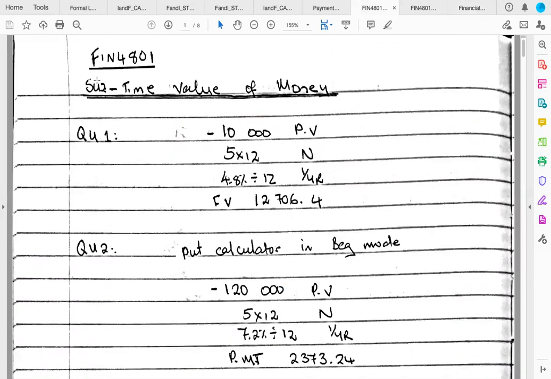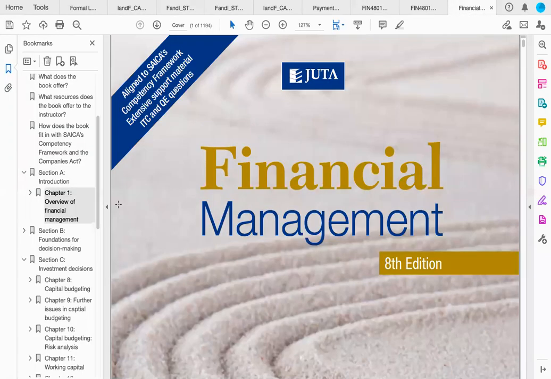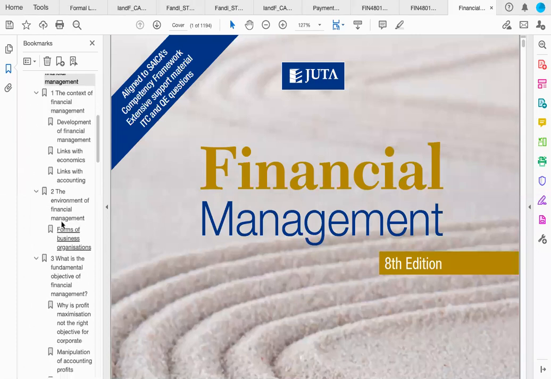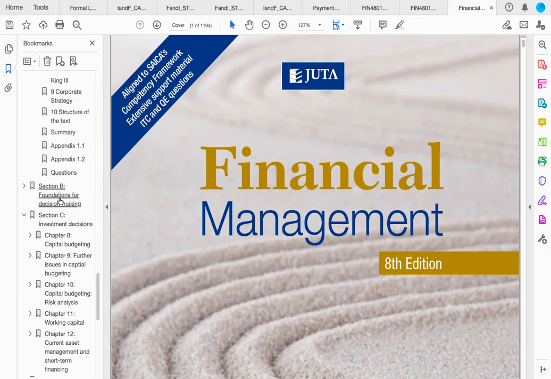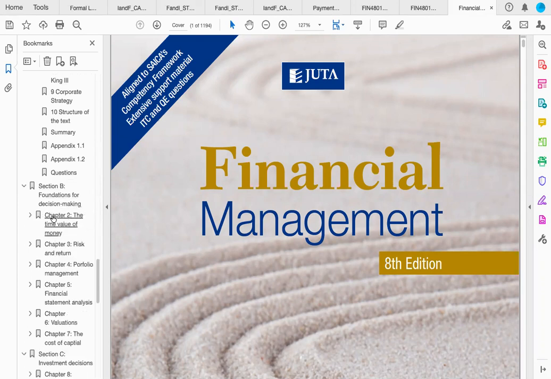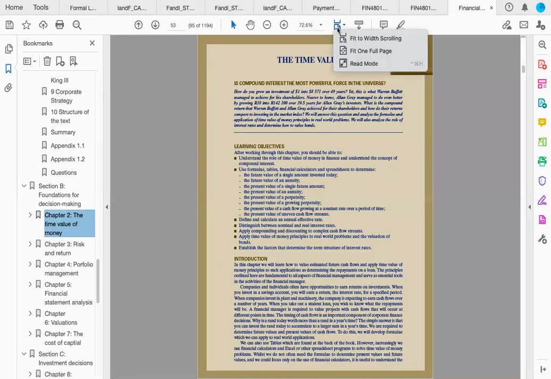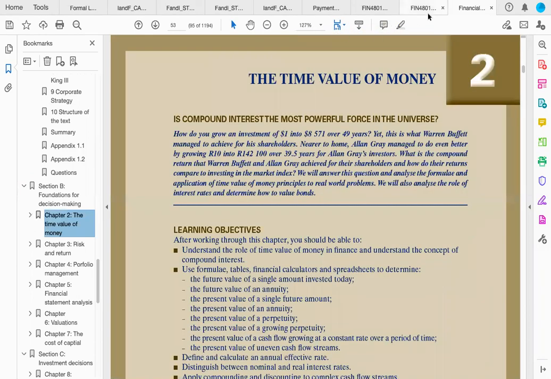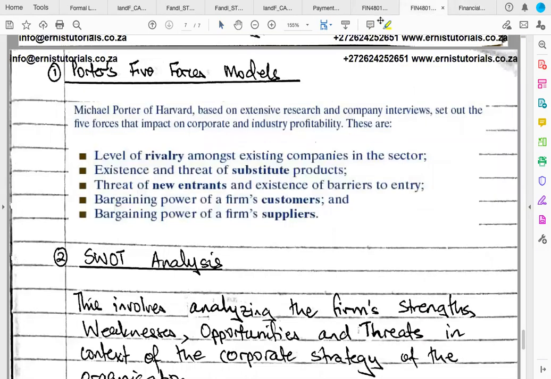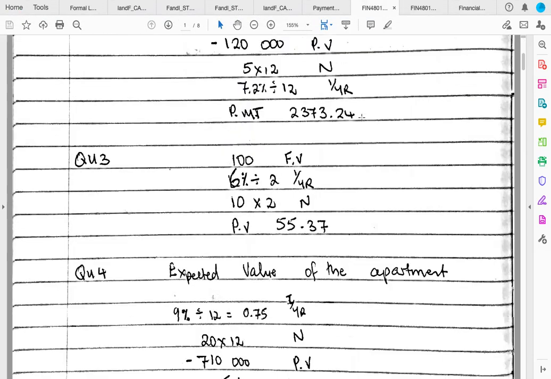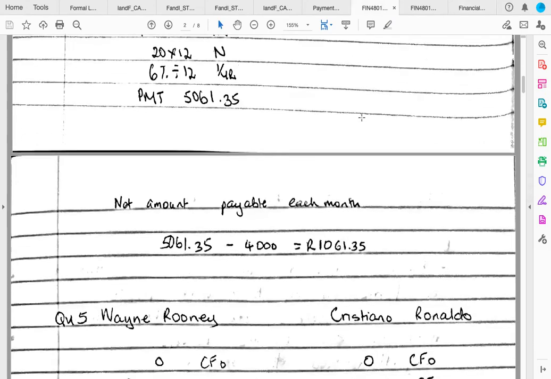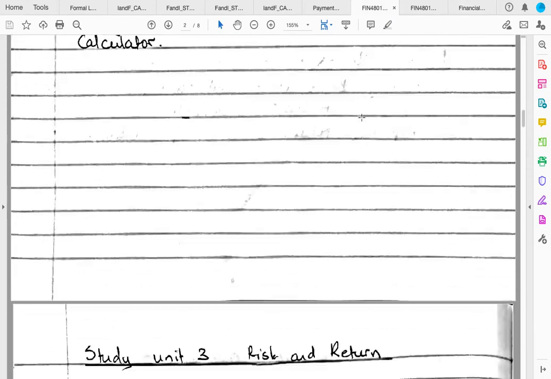The next study unit is going to be time value of money. A lot of the concepts of time value of money you will be familiar with from your previous studies. Chapter 2, time value of money. I'm not going to spend too much time here. I'm just going to ask you to look at some questions and go through some of these calculations.